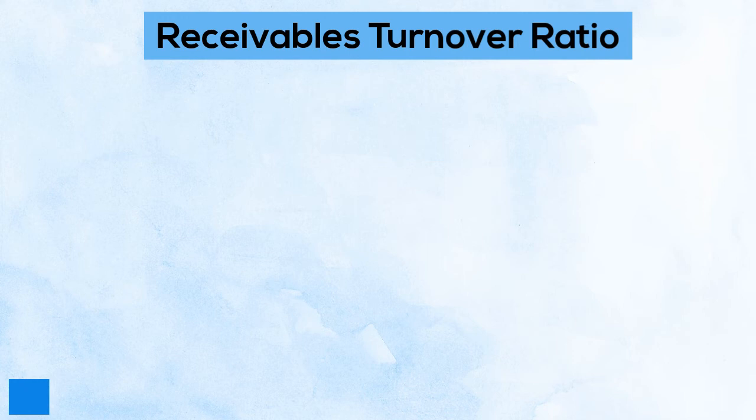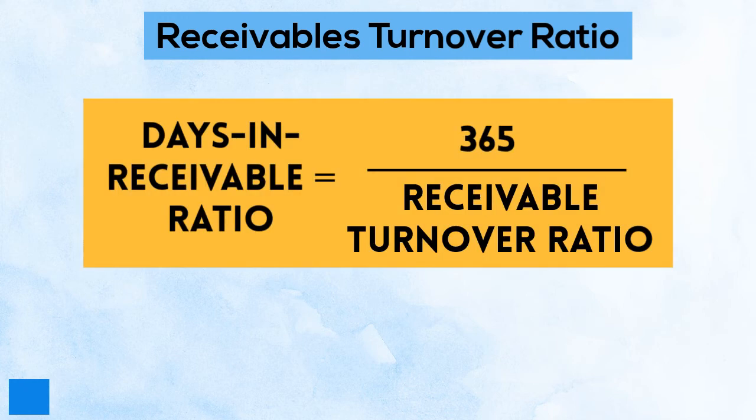The receivables turnover ratio is often converted into the days in receivables ratio, as this is easier to interpret. It equals 365 divided by the receivables turnover ratio. This tells us how many days it takes for a business to collect their receivables.